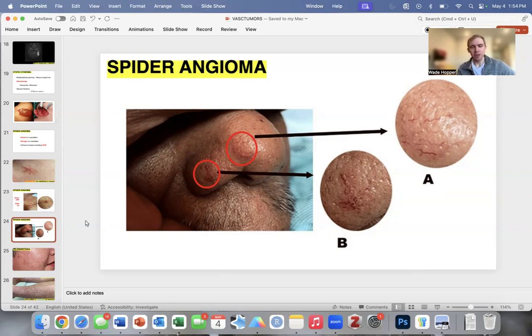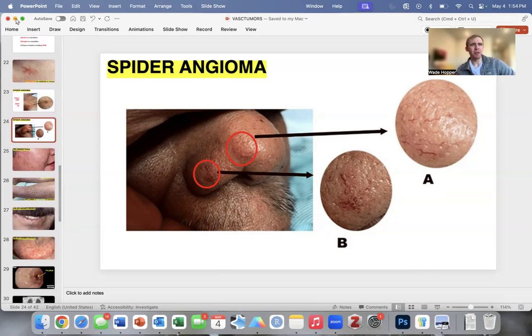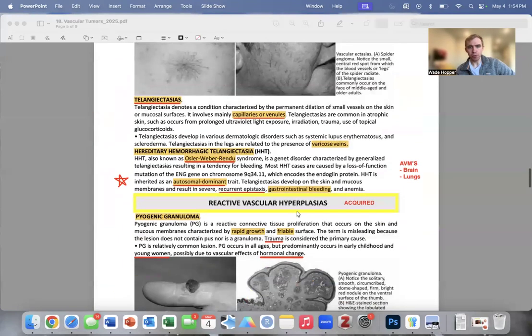Again, you don't always see the radial symmetry and central arteriole. Sometimes they're not as obvious as that. But again, these are two focal lesions, even though they're not classically spider-shaped. And something that can look really similar to spider angiomas, but is different, is a telangiectasia. And telangiectasias are dilated venules.